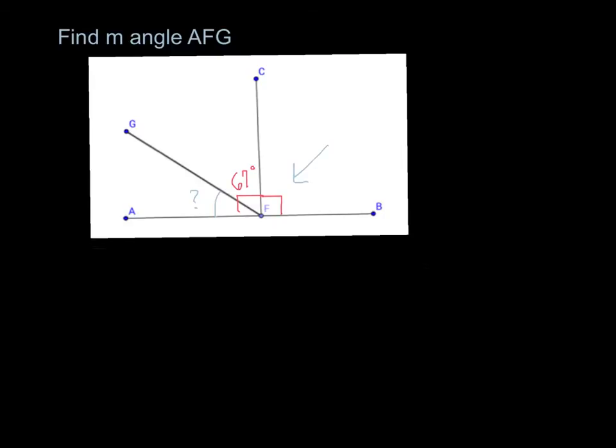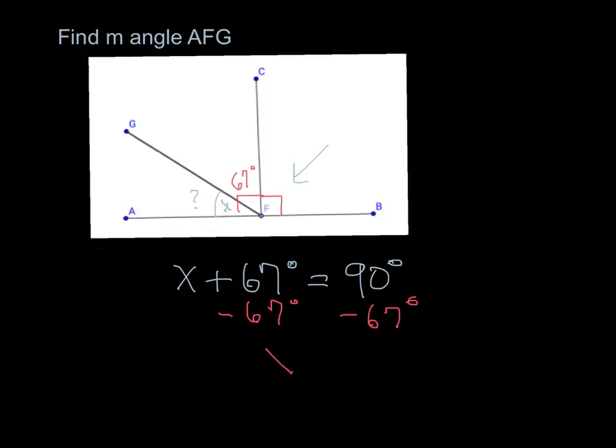So, once again, to save some space, I'm going to label angle AFG x. And now I know that x plus 67 degrees is going to be equal to 90 degrees because they're complementary angles. So once again, from here, it just becomes algebra. And I'm going to subtract 67 degrees from both sides. Minus 67 degrees, and I'm left with x equals 23 degrees.